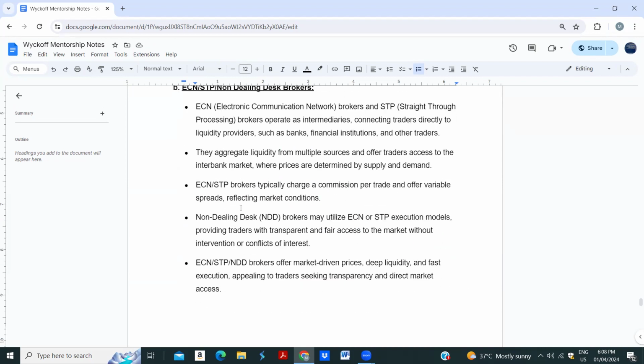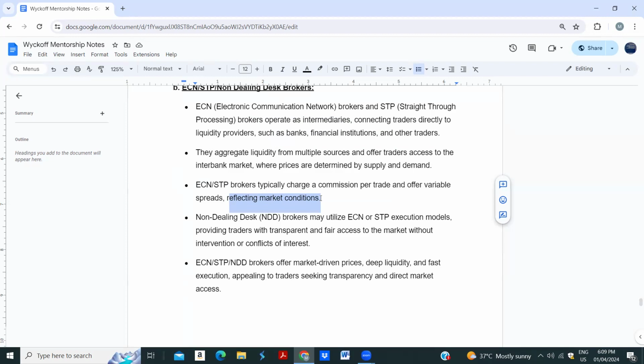However, ECN or STP brokers, or no dealing desk brokers, typically charge a commission per trade and offer variable spreads reflecting the market conditions. So they actually reflect the true market conditions. They charge traders spreads and also commissions. This is their fees. They make money from commissions and spreads. They are not making money by trading against the trader.